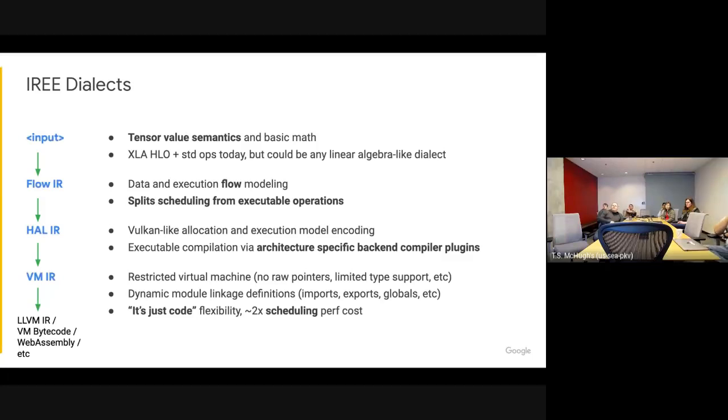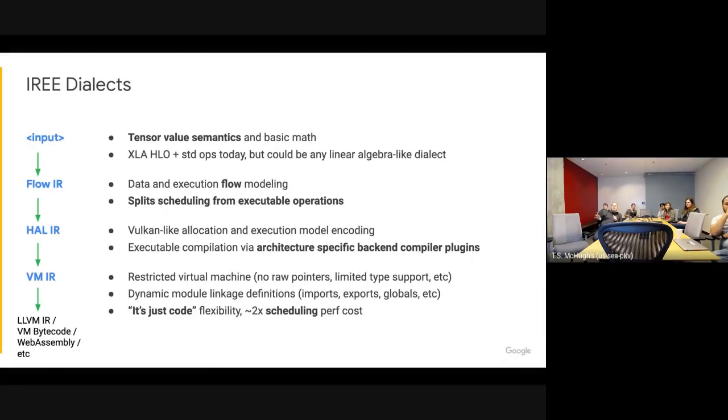The first thing we do is we lower that to a dialect, the flow dialect, that's focused on data flow and execution flow modeling. So in this dialect, everything is still tensors, SSA values that are flowing through the system. But it allows us to start detecting when concurrency is available and start to piece together parts of the system that later will want to do things like put into the same command buffer or introduce barriers and things like that.